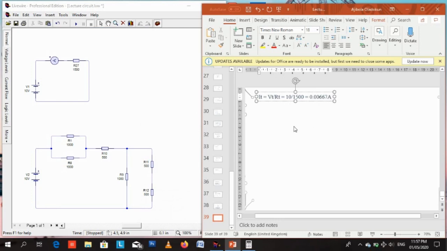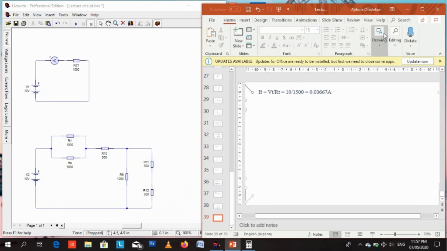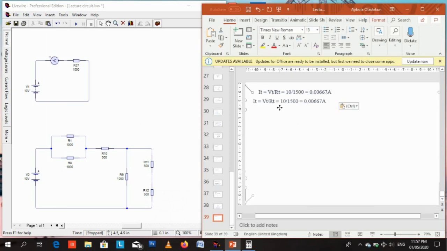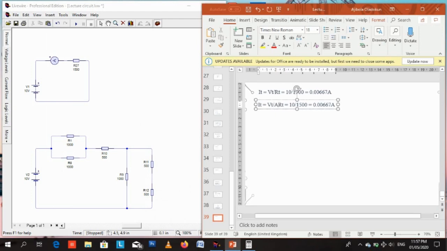amperes, capital A. So this is the total current that flows through the entire circuit. We got that by first of all getting the total resistance of the entire circuit. After getting the total resistance, we divided the total voltage by that total resistance in order to get the total current. So we have the total current now.